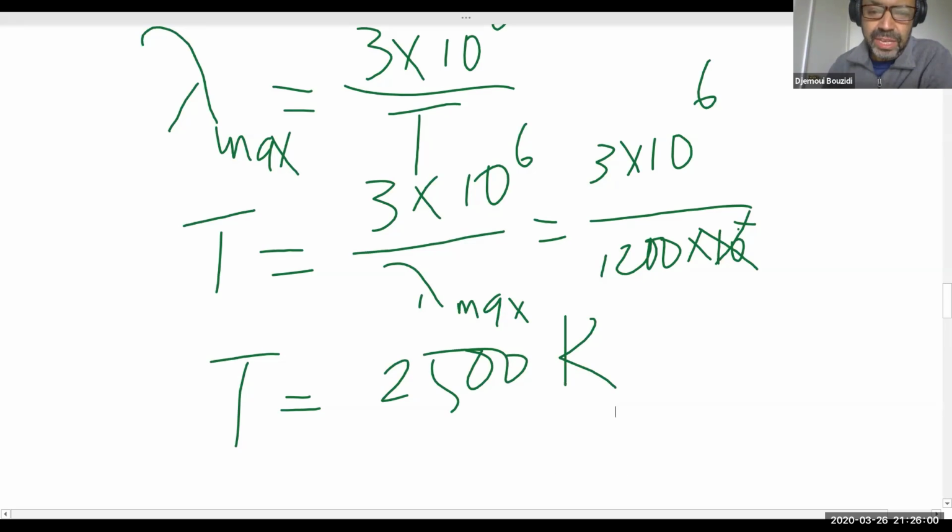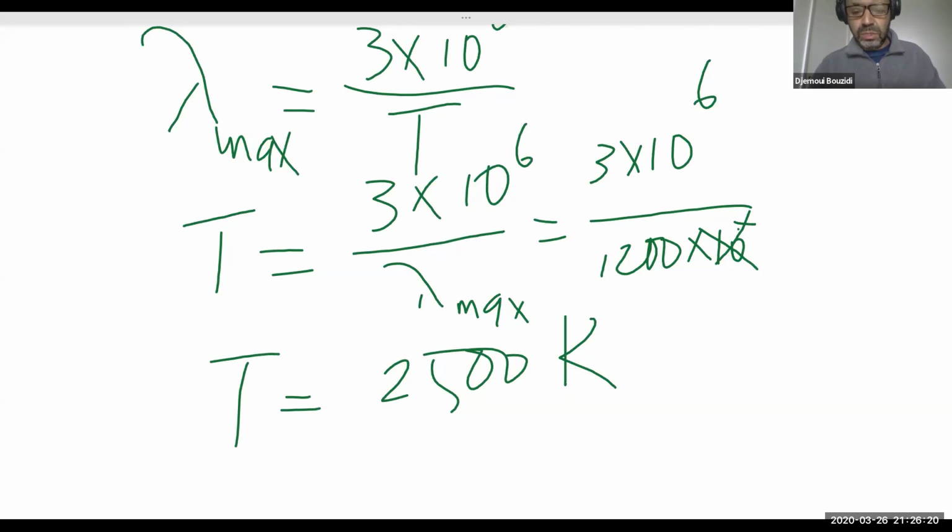I'm going to leave this, so I'm hoping that these notes, you guys are going to see them later on. So we're going to do the same thing for the other question. And the other question says, what if lambda max is actually a lot shorter wavelength, 300 nanometers? Remember, shorter is higher frequency. So when we say it's shorter, it's higher frequency.